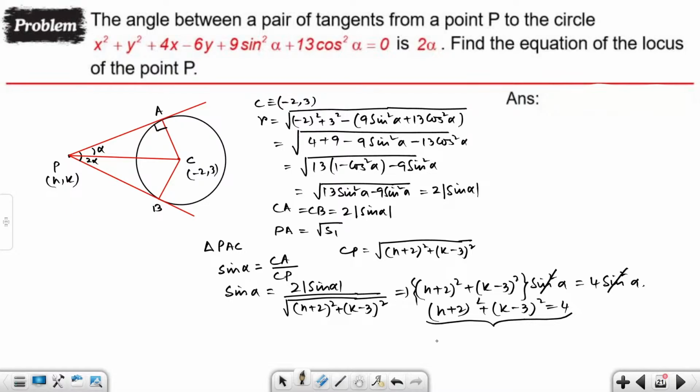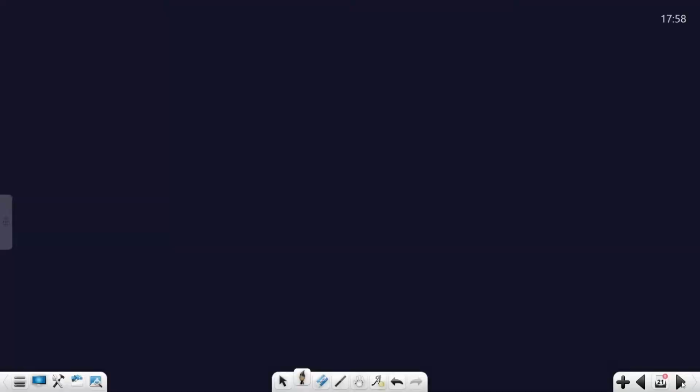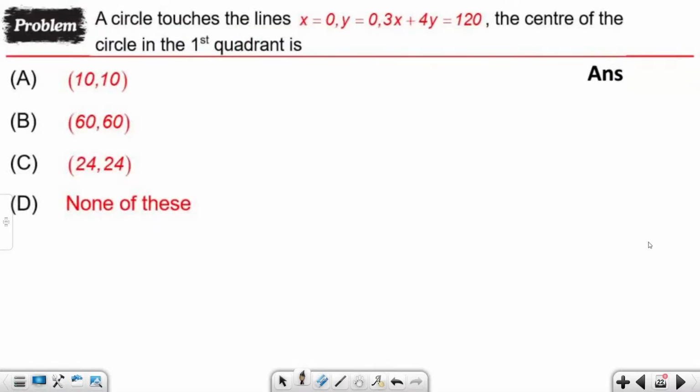Thus the equation of the locus will be x plus 2 whole square plus y minus 3 whole square equals 4. Is it clear? So this is the equation of the required locus. Understood? Okay, so let us move on to the next problem.